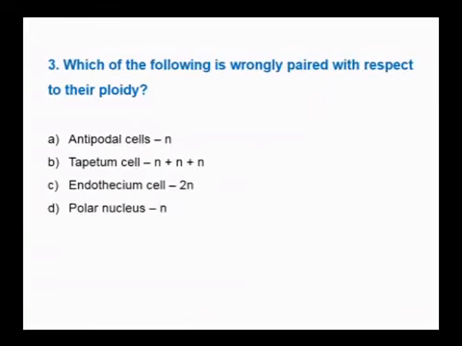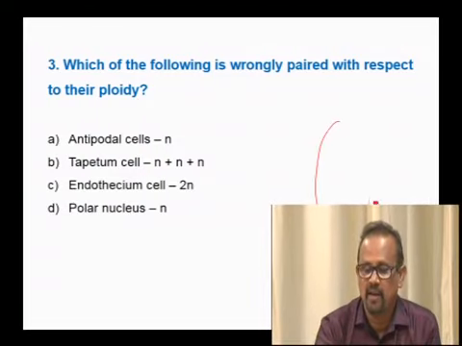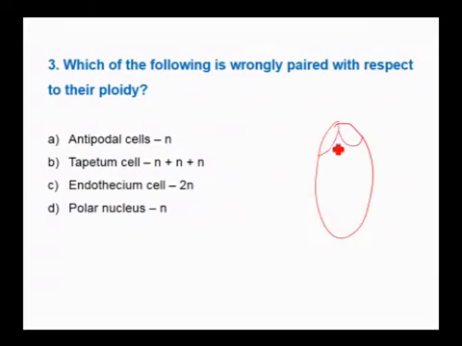Next question. Which of the following is wrongly paired with respect to the ploidy? Antipodal cells. Antipodal cells are the cells which are found in the embryo sac, just opposite to the egg apparatus having egg cell, and egg cells are always associated with synergids. In the center there are 2 polar nuclei, all haploid cells. So, antipodal cells are haploid, correct.